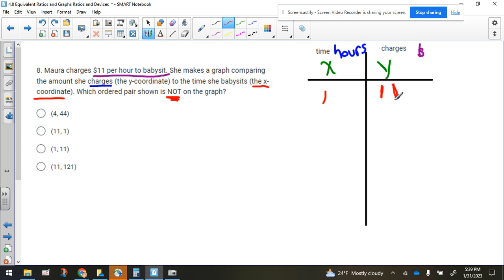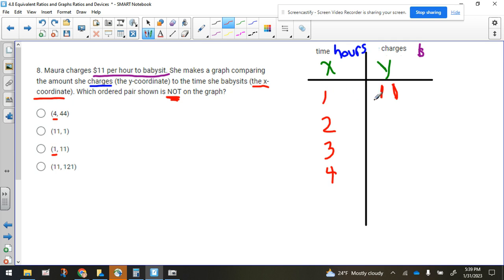All right, so now if we keep this going, what if she works for 2 hours? What if she works for 3 hours? What if she works for 4 hours? We would want to look at what x coordinates they even offer as answer choices. Do you see how they have the answer choice of 4 and 1 on here? Now, is this one on the graph, or is it not on the graph?